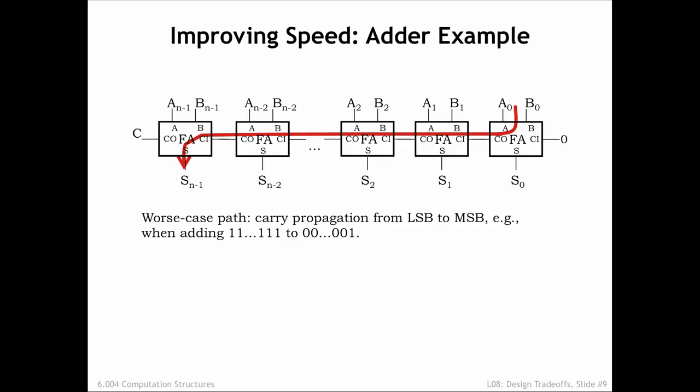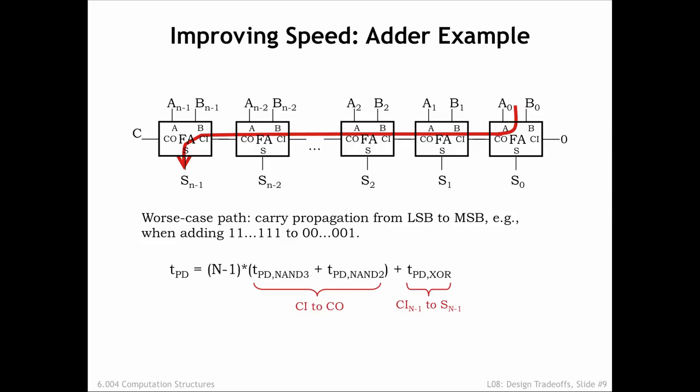To trigger the path, add -1 and 1 by setting the A inputs to all 1s and the B input to all 0s except for the low order bit, which is 1. The final answer is 0, but notice that each full adder has to wait for the carry in from the previous stage before it produces 0 on its sum output and generates a carry out for the next full adder. The carry really does ripple through the circuit as each full adder in turn does its thing.